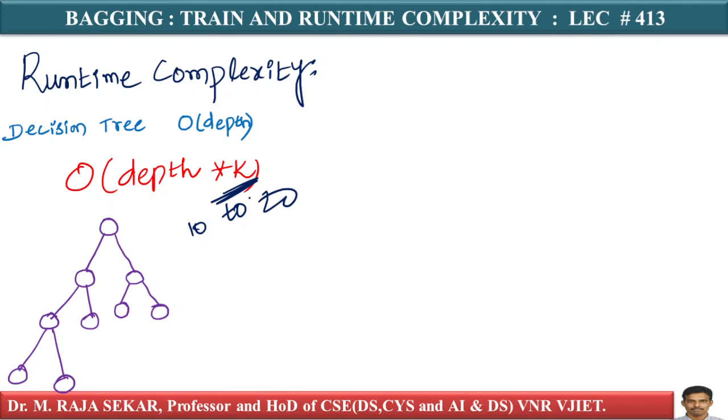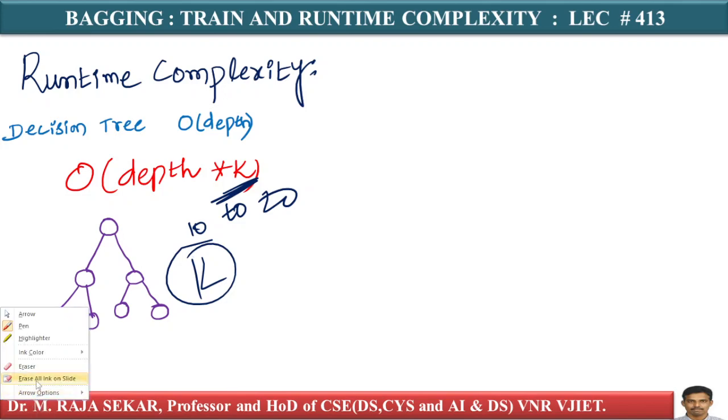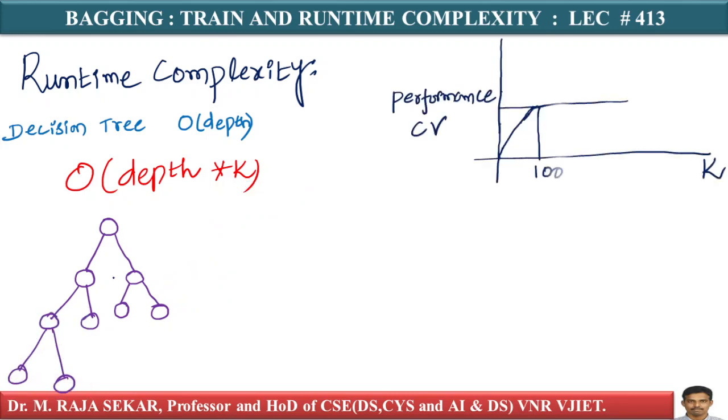And k again depends. What is k? K depends on your cross validation. In the previous lecture, we saw how performance changes as k increases. Just try to recall that lecture. Let's assume your performance stops increasing beyond a point, and let's say k is 100 trees.